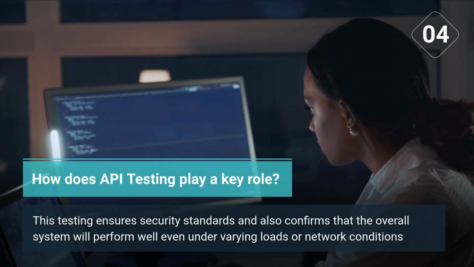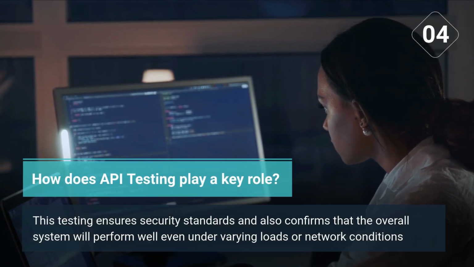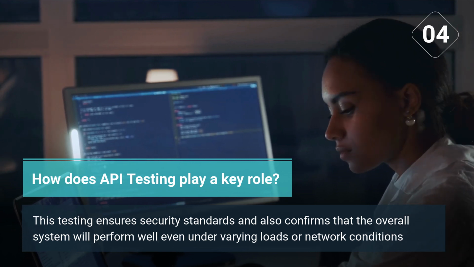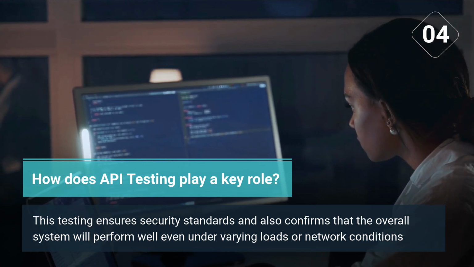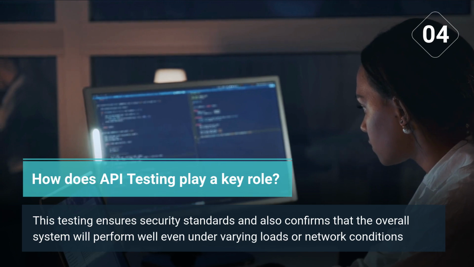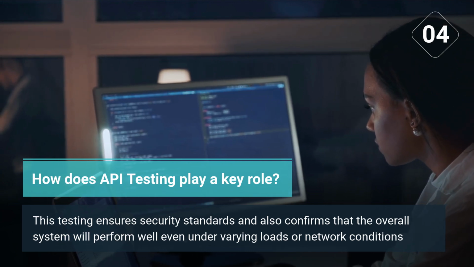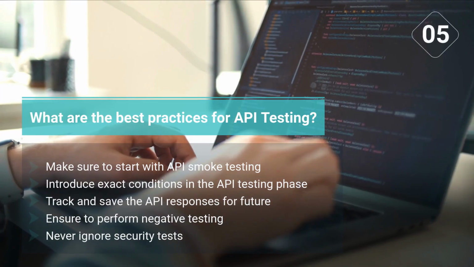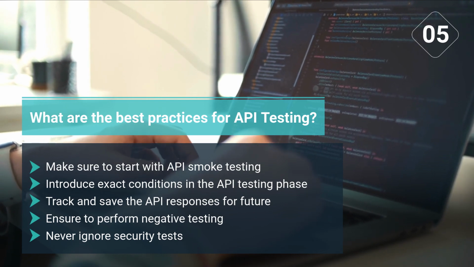How does API testing play a key role? This testing ensures security standards and also confirms that the overall system will perform well even under varying loads or network conditions. What are the best practices for API testing?